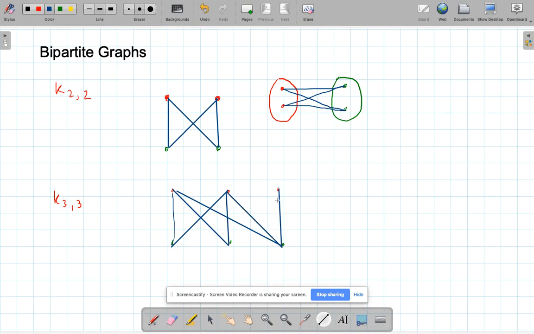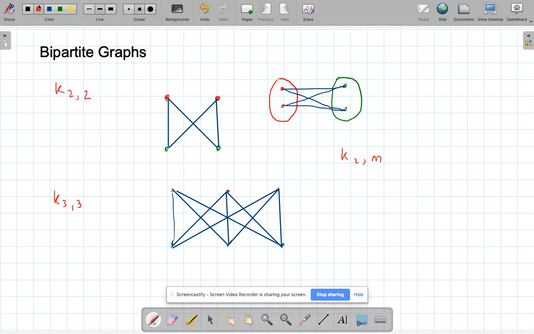I'm going to give you one final way of looking at this. I'm going to think about a K2M. So let's imagine that M is 5. We want to do 2 here and 5 along the bottom.